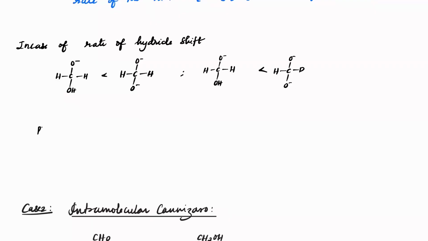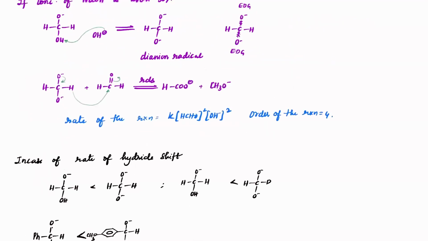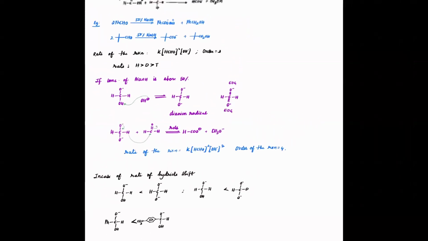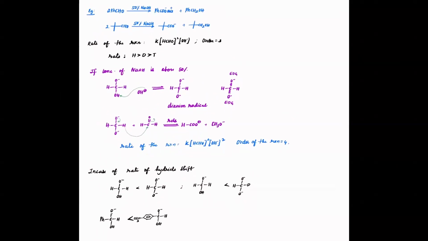Likewise, if you have any group PHC, O minus, OH and H, if I compare that with benzene with OCH3, because OCH3 will be a better donating group, so this will be better hydride shift cases. Okay, so these are the hydride shift cases, everybody. I hope all of you understood how the Cannizzaro works.